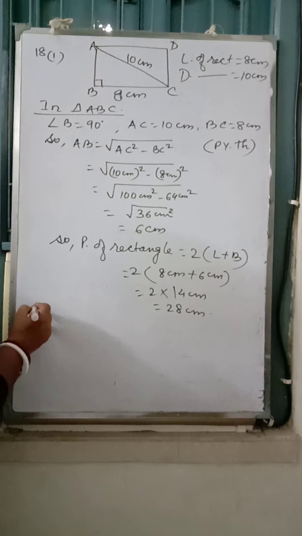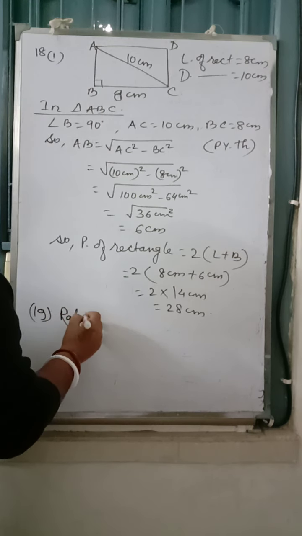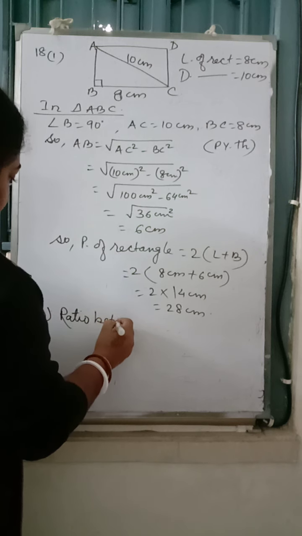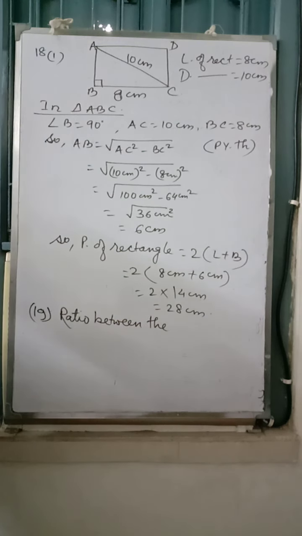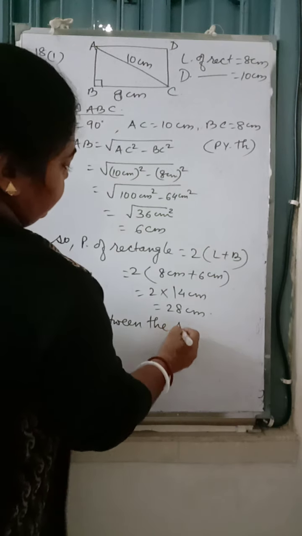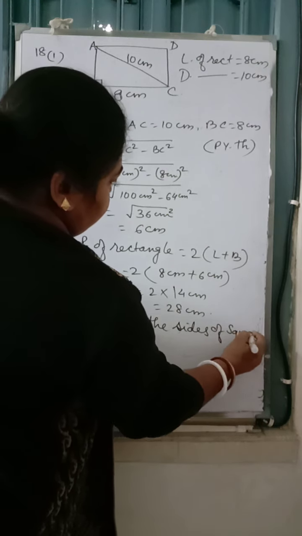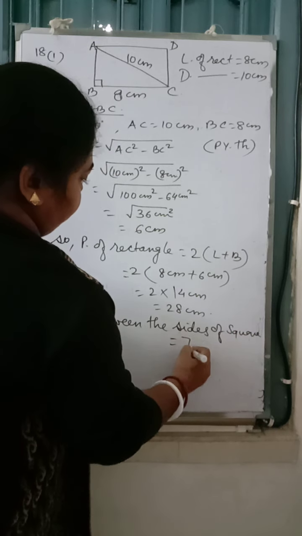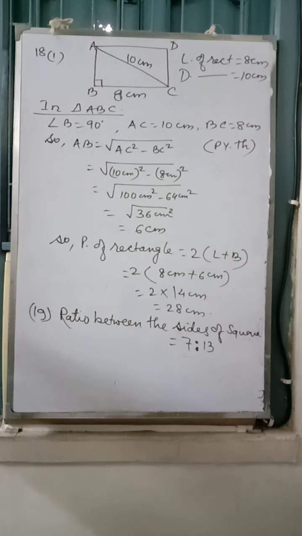Look at question number 19. Ratio between the sides of square is equal to 7:13. Is it?